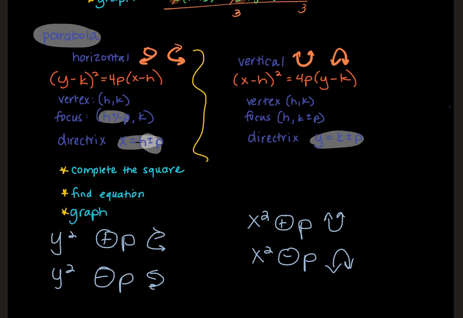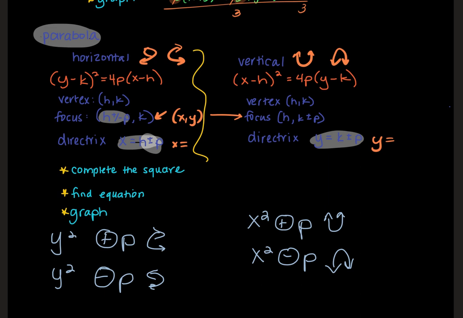For both, p is the distance from the vertex to the directrix or the vertex to the focus. If it's vertical, you're going to go up and down p to find your focus and your directrix. If it's horizontal, you're going to go right and left p to find your focus and your directrix. Your focus is a coordinate point. At the end, it's going to look like (x, y). Your directrix is a line. At the end, it's going to be an x equals if it's horizontal, and a y equals if it's vertical.